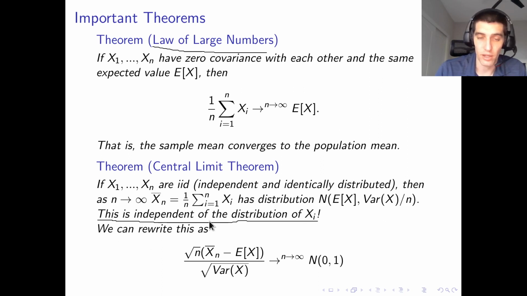Another way to write this is as a standard normal random variable. You take the sample mean, subtract off its mean, and divide by its standard deviation. Since its variance is variance of x over n, its standard deviation is the square root of variance of x over the square root of n. You get that the expression on the left-hand side, a standardized version, converges to the standard normal distribution.